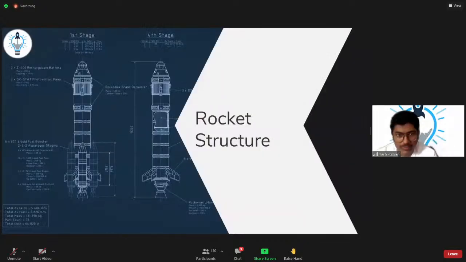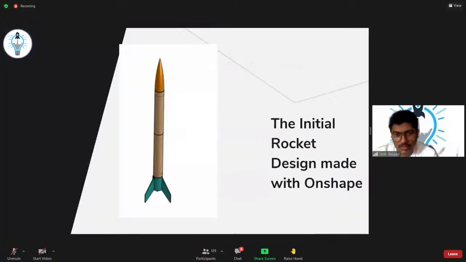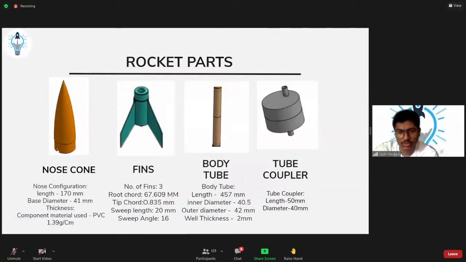Hello, everyone. I am from the structural team, and I will talk about the structure we built. So we basically designed the anatomy of our rocket, and this is the initial design which we built, named Hyperion 1. This was built using a software called Onshape, which is very collaborative. So these are the basic parts which we are going to use in our rocket.